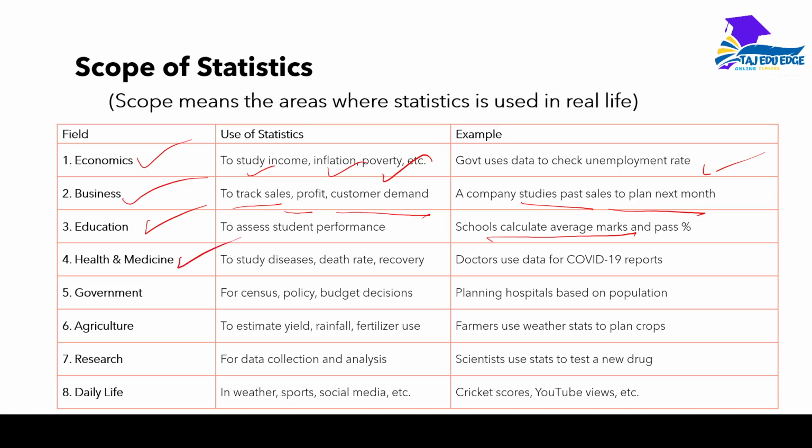Next, health and medicine. To study disease, death rate and recovery, statistics is used. For example, doctors use data for COVID-19 reports. That is an example of how it is used in health. If you have watched my previous video, it is easier for you to understand this. Next, government. For census, policy and budget decisions, statistics is used. Example: planning hospitals, schools, construction of roads and highways based on the population in that particular location.